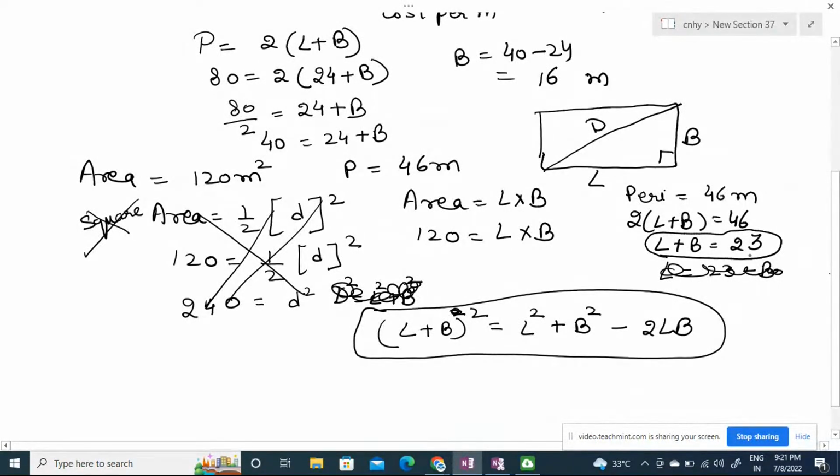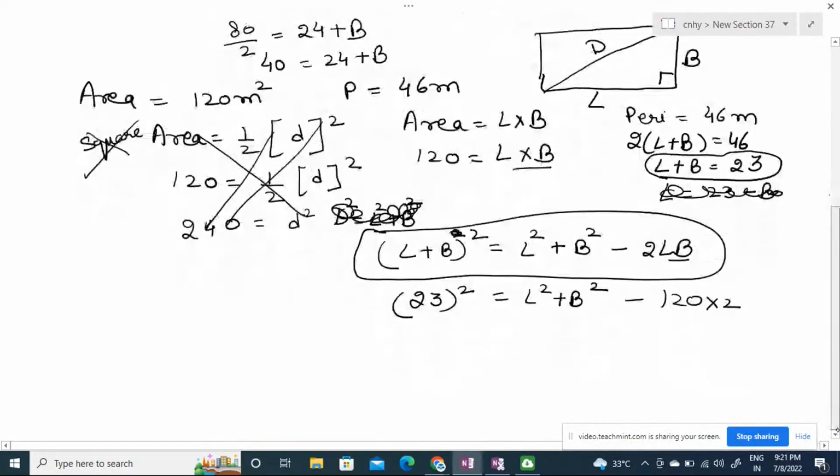So we substitute L plus B as 23 over here, which is equal to L square plus B square plus 2 into LB, so we substitute 120 into 2. These three formulas are out of syllabus, but they are given in the textbook, so that's why I am going to explain them. Now square of 23, this is 23 into 23, which is 529.